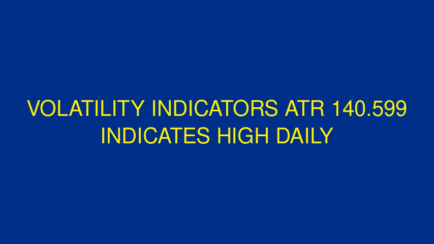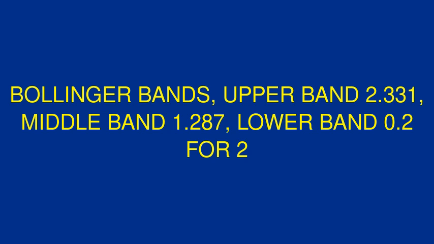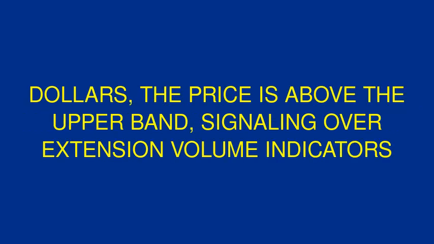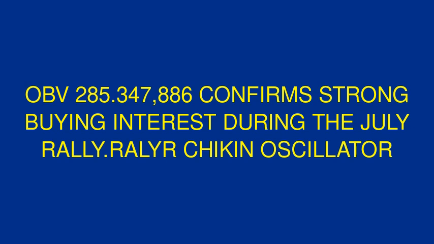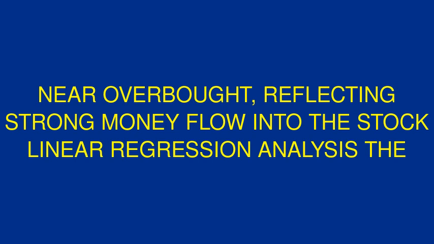Volatility indicators. ATR 0.599 indicates high daily price volatility, consistent with the recent spike. NATR 17.93 reflects elevated volatility relative to the stock price. Bollinger Bands: upper band $2.331, middle band $1.287, lower band $0.242. The price is above the upper band, signaling overextension. Volume indicators. OBV 285,347,886 confirms strong buying interest during the July rally. A Chaikin oscillator of -74,499,184.85 suggests prior selling pressure, though recent volume indicates a shift. MFI 99.61, near overbought, reflecting strong money flow into the stock.